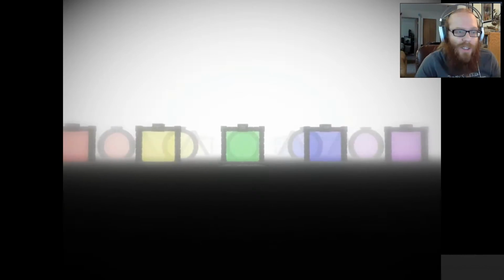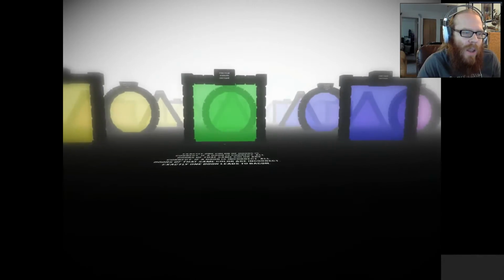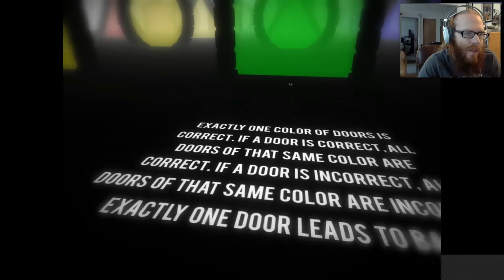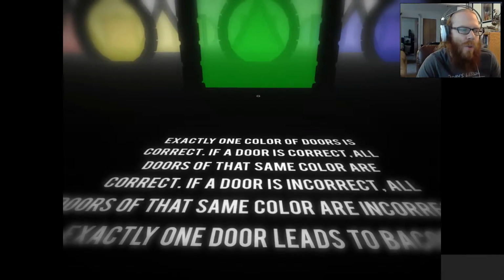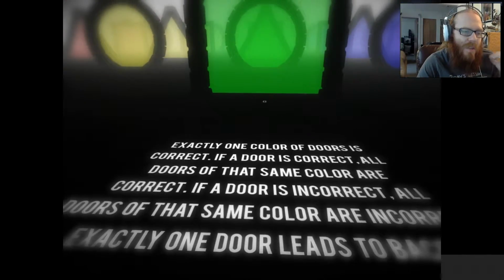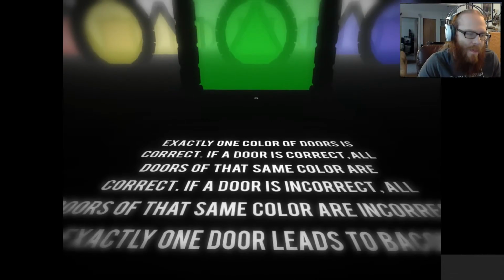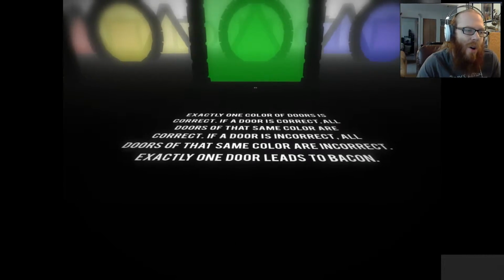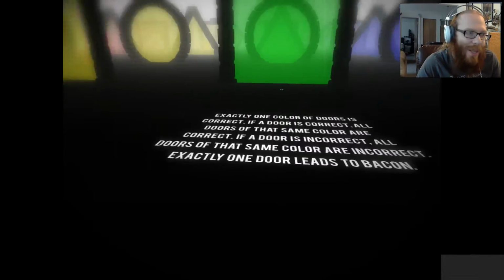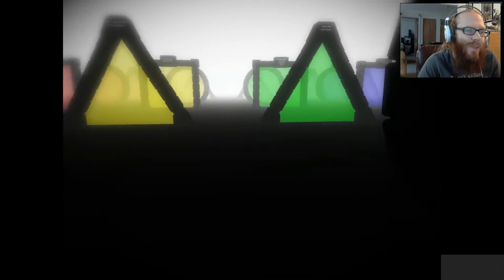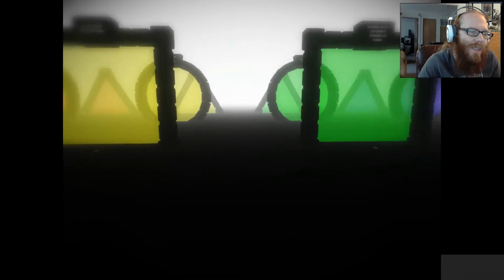Eventually I'll figure it out. I just have to voice it out and spend forever on it. You'd better be kidding. Okay, what does this say? Exactly 1 color of doors is correct. If a door is correct, all doors of that same color are correct. If a door is incorrect, all doors of that same color are incorrect. And exactly 1 door leads to bacon. How many doors are there? 1, 2, 3, 4, 5, 6?